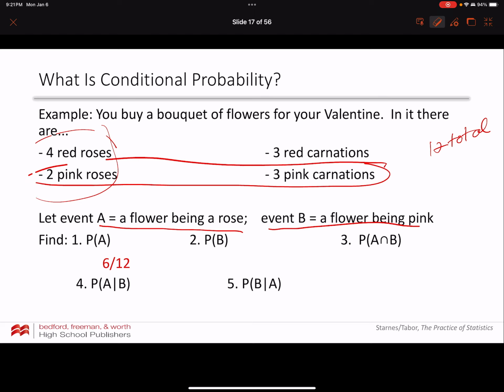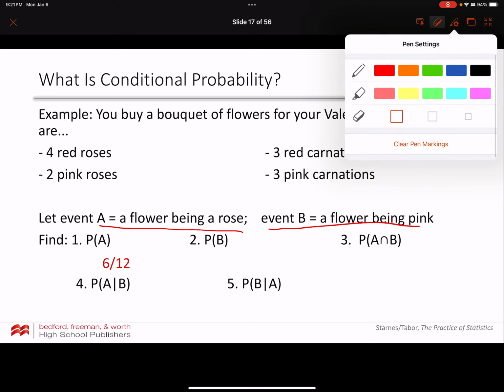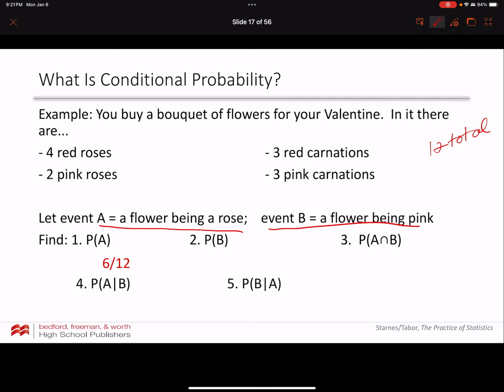And then, example number 3, what's the probability of A intersect B? Or in other words, what's the probability of A and B? So find me a flower that's a rose and it's also pink, right? How about these 2 pink roses?